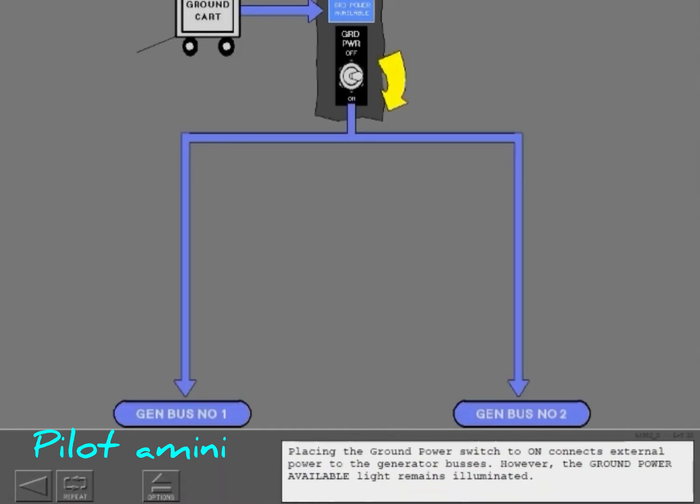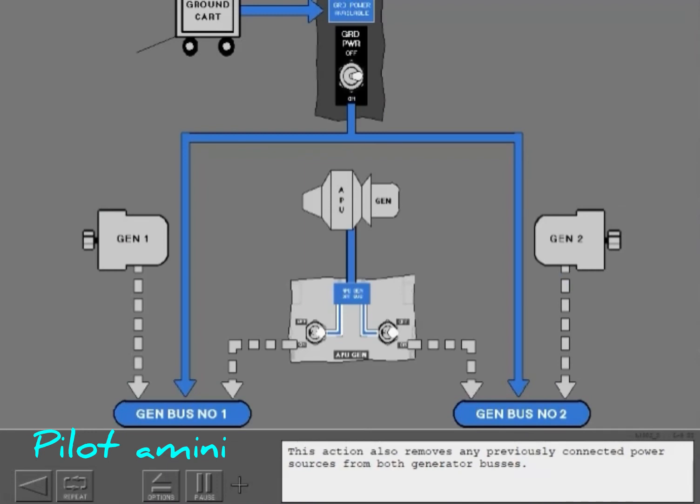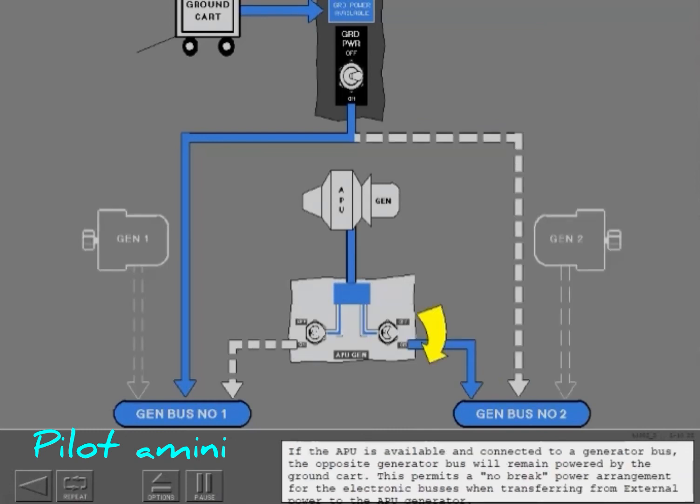Placing the ground power switch to on connects external power to the generator buses. However, the ground power available light remains illuminated. This action also removes any previously connected power sources from both generator buses. If the APU is available and connected to a generator bus, the opposite generator bus will remain powered by the ground cart. This permits a no-break power arrangement for the electronic buses when transferring from external power to the APU generator.